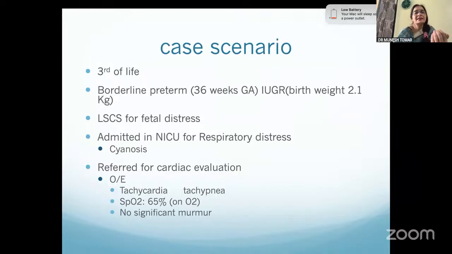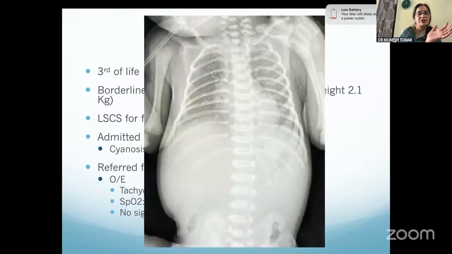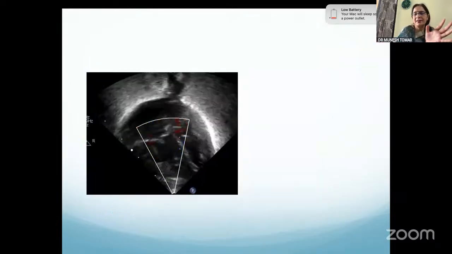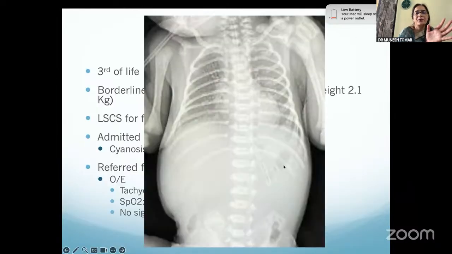Another case is a 36-week, borderline preterm baby with IUGR, who was shifted for cyanosis with severe low saturation of 65%. This was the chest X-ray, just usual. You don't see anything very alarming, but what I could see is that the abdomen was bad. Hardly any air gas pattern is seen there. So in an X-ray, cardiac is important, lungs are important, but the abdomen is also important when you are looking from the newborn point of view.